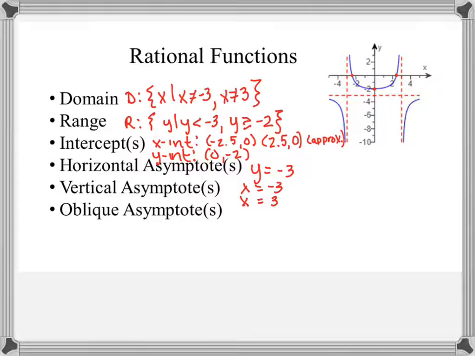Oblique asymptotes, that would be like a diagonal or slanted dotted line. We have none. If you have a horizontal asymptote, you're not going to have an oblique asymptote. It's one or the other, although you may have neither.